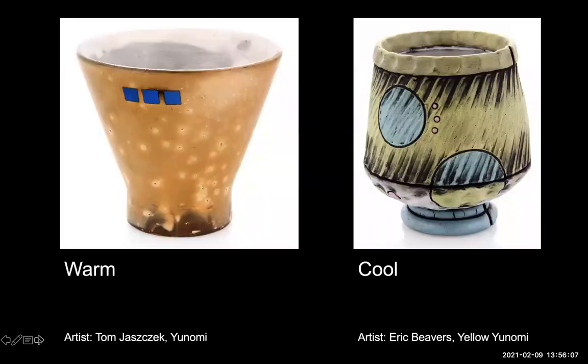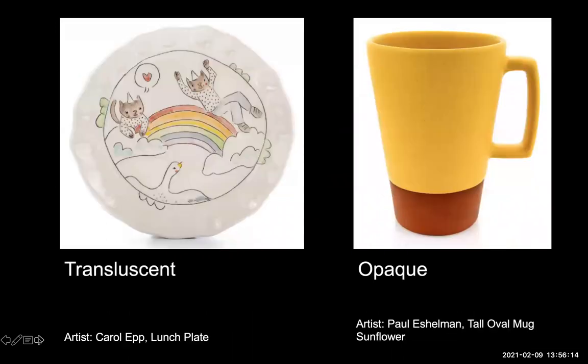The cup on the left employs warm colors, tan, brown, and electric blue, while the cup on the right utilizes a cooler spectrum. The plate on the left utilizes a transparent or clear glaze over a translucent color application. When viewed closely, you can see brush strokes and shading through various degrees of saturation of color. The cup on the right is opaque. There is no range of saturation present.